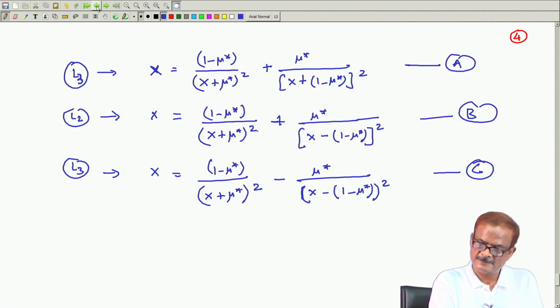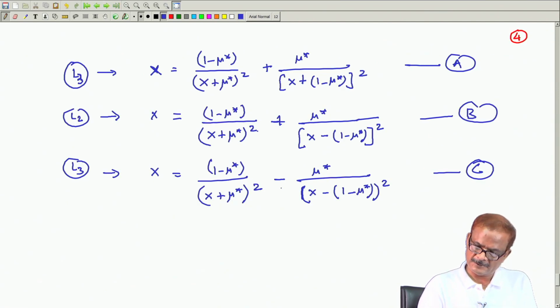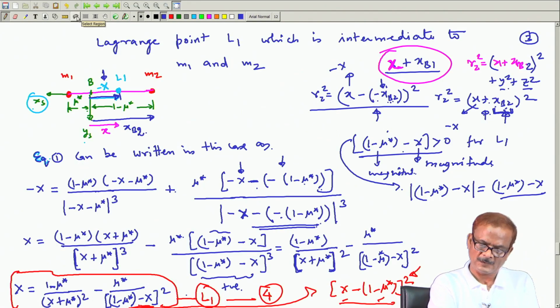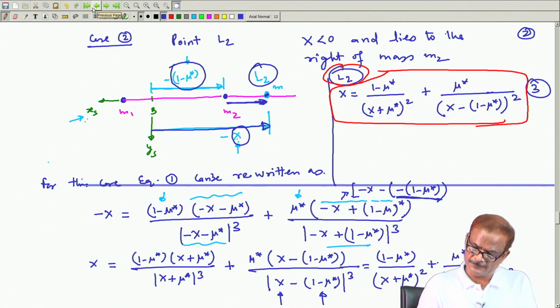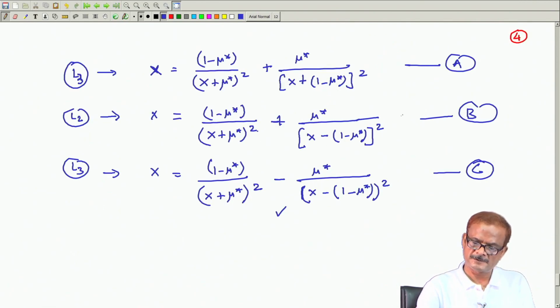So, let us verify this. Here 1 minus mu star, there is a minus sign here. Okay, this is okay. And then we have this point x minus mu star, there is a plus sign, this is also okay. And finally, this remains as it was there.